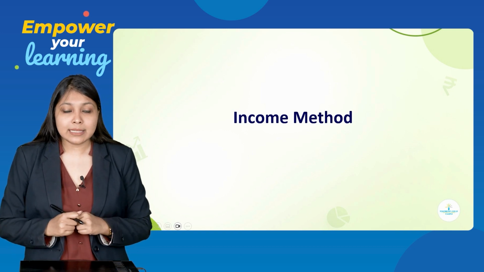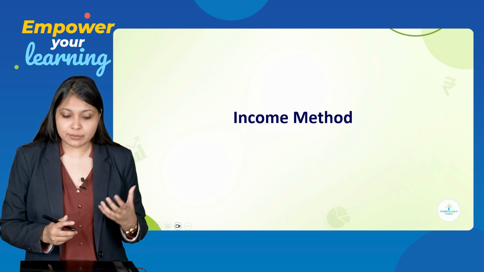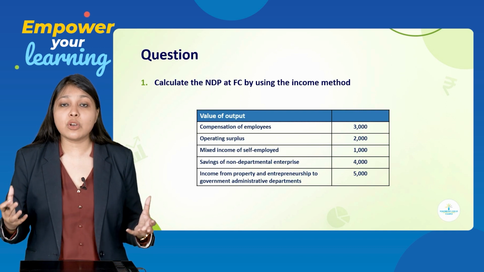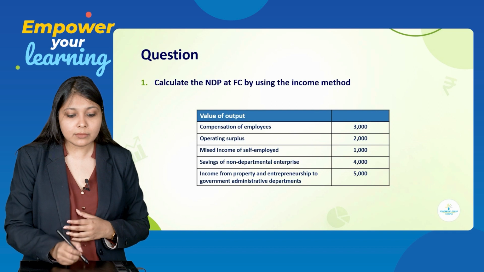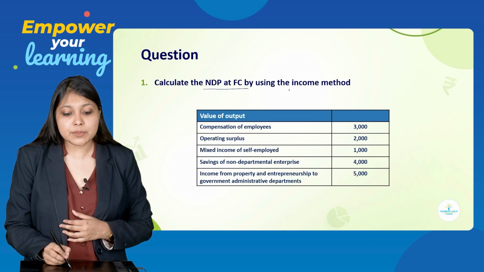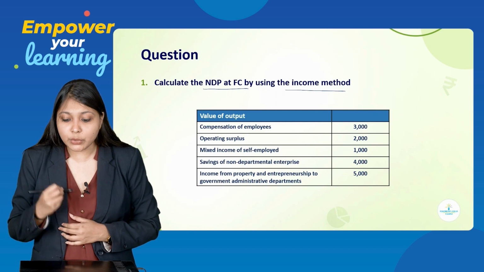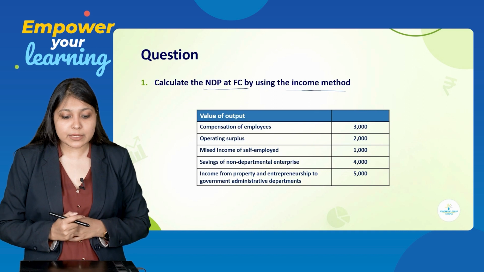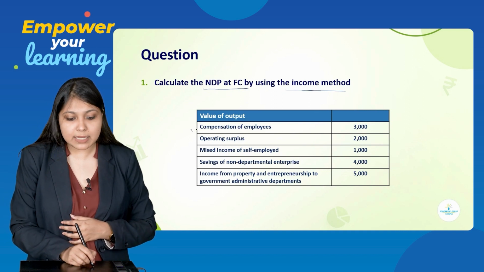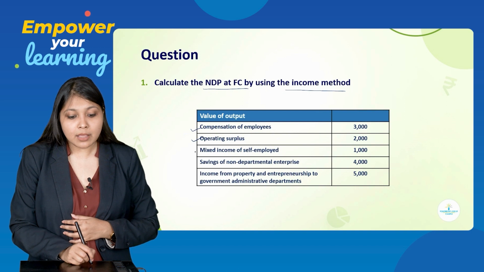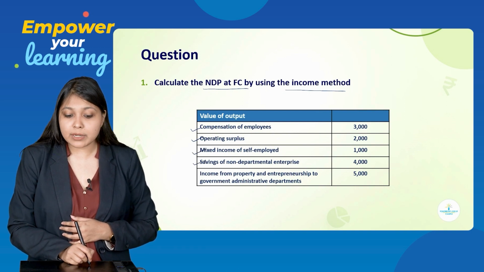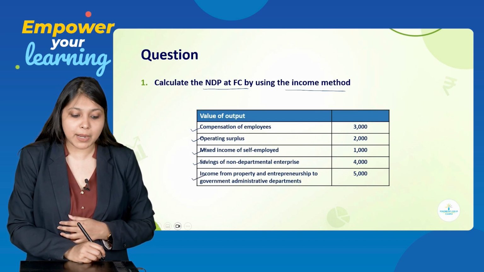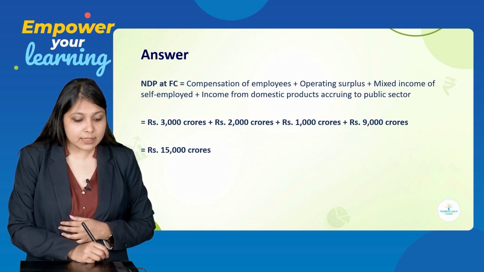Okay. Next method is income method. We know the income method, the precautions and everything. Now let us see how we solve the sums of income method. Calculate NDPFC by using income method. Now you have to find out NDPFC by using income method. What all things are given to us in the question? Compensation of employees is given, operating surplus is given, mixed income is given, saving of non-departmental enterprise, income from property and entrepreneurship to government administrative departments is given. All of these things are given to us.